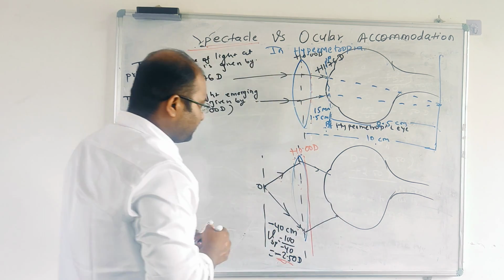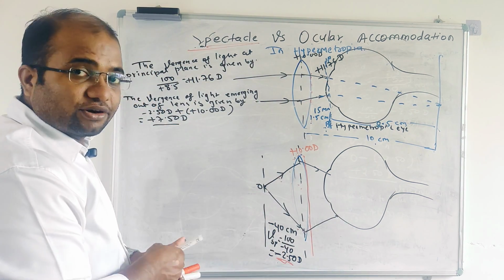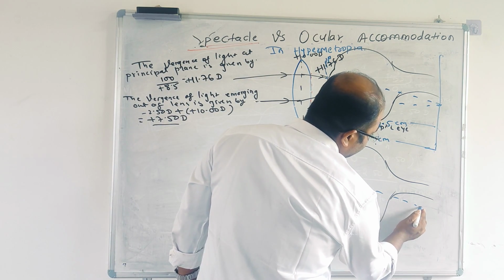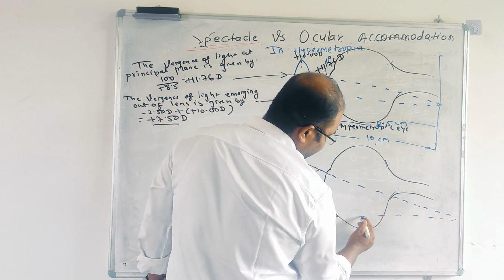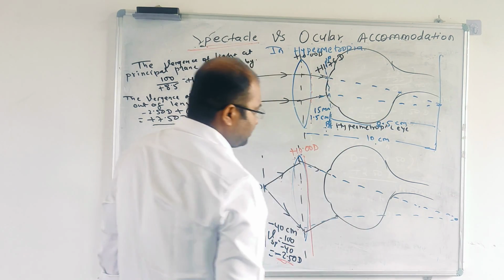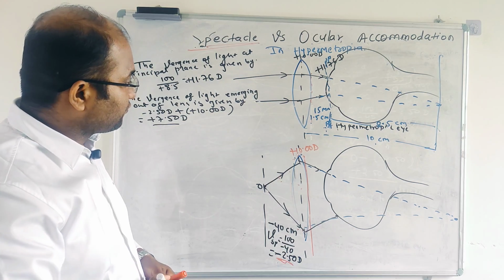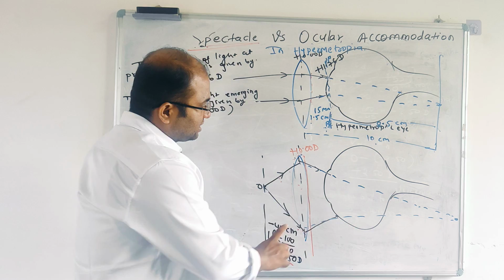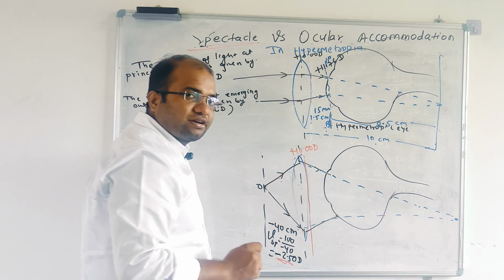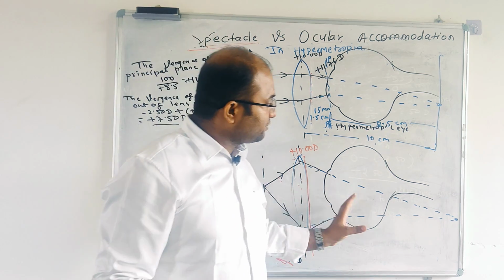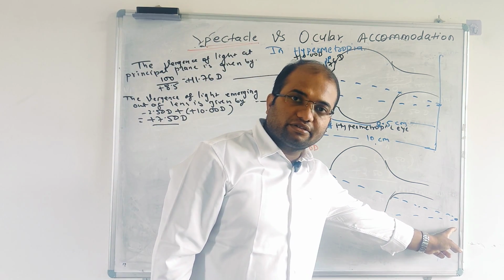If plus 7.50 diopter light is emerging out, it aims to focus at some point, right? Let's assume this lens aims to focus with a diopter of 7.5. So what will be this length? As I told earlier, we know the divergence, and if you take the reciprocal we will get this image point, right?